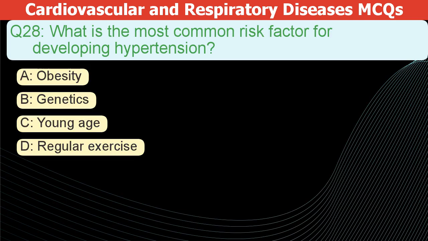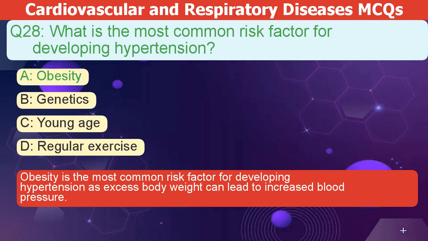What is the most common risk factor for developing hypertension? A. Obesity. B. Genetics. C. Young age. D. Regular exercise. The correct answer is A. Obesity is the most common risk factor for developing hypertension, as excess body weight can lead to increased blood pressure.